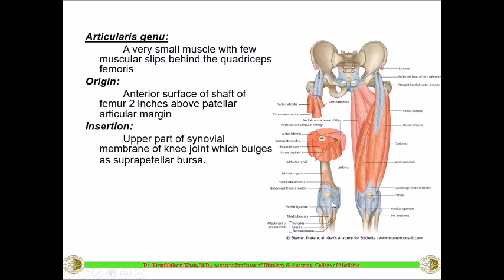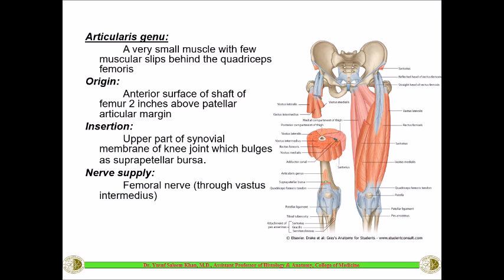So this synovial membrane, which covers the knee joint, also covers the bursa, and this muscle will be getting inserted to the synovial membrane as well as into the suprapatellar bursa, and this prevents the kinking of this bursa into the knee joint during the movement of the knee. So it prevents the kinking of the synovial membrane within the knee joint. So that's the importance of this small muscle called the articularis genu.